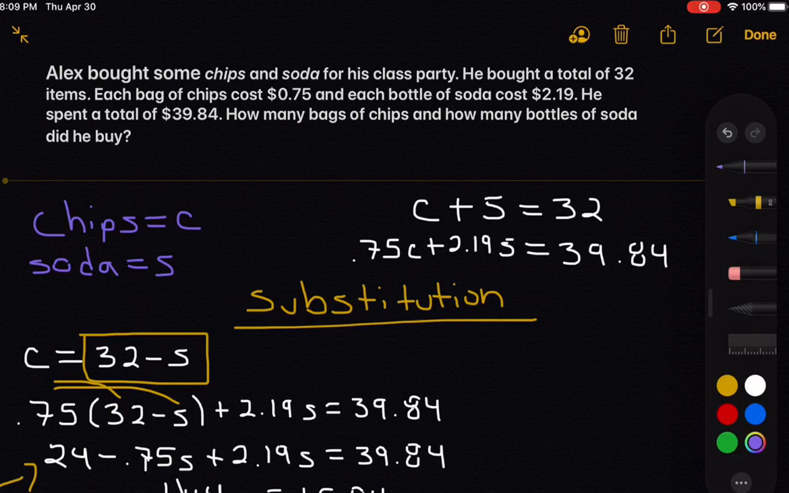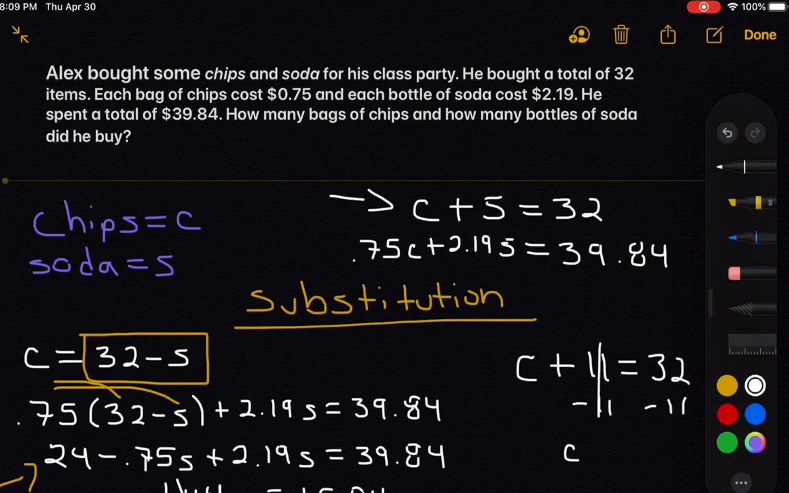Now we need to find what C is for chips. So we're going to go back and use the top equation right here and plug in the S, which is 11. So we're going to write it down here: C plus 11 is equal to 32. And then we're just going to subtract the 11, move it to the other side. So then C is equal to 21. And that would be your answer for this problem.